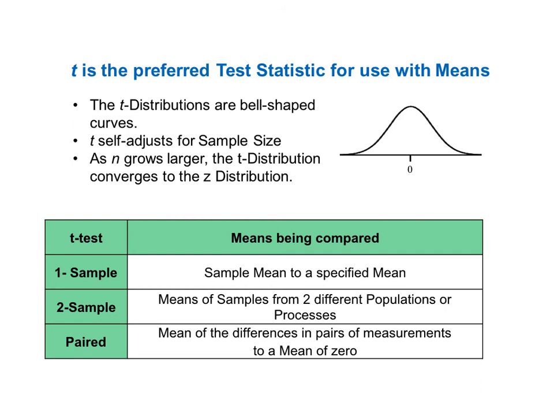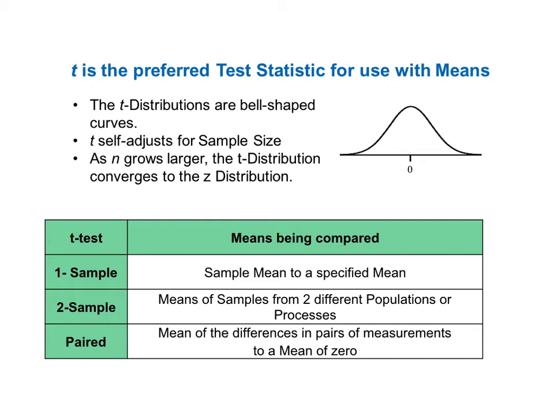There is a different t distribution for each value of n, the sample size. These distributions are shaped like the familiar bell-shaped curve of the normal distribution, but they are wider. As n grows larger, the t distributions grow narrower, converging to the z distribution. The standard deviation of a t distribution is smaller for larger samples, reflecting the greater accuracy which one would expect in larger samples. Consequently, t self-adjusts for sample sizes.